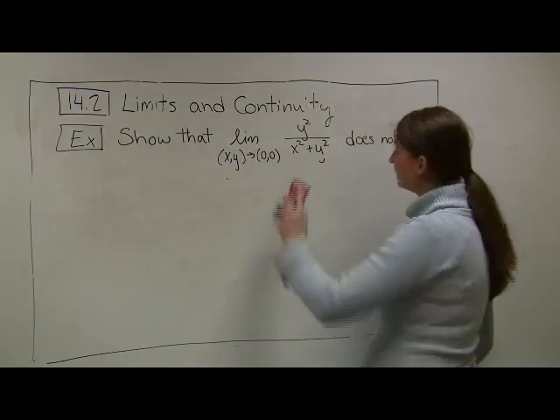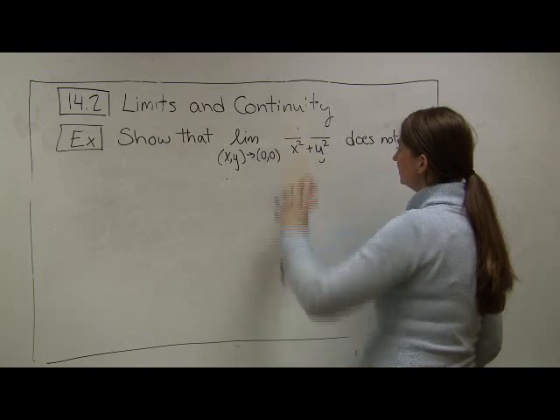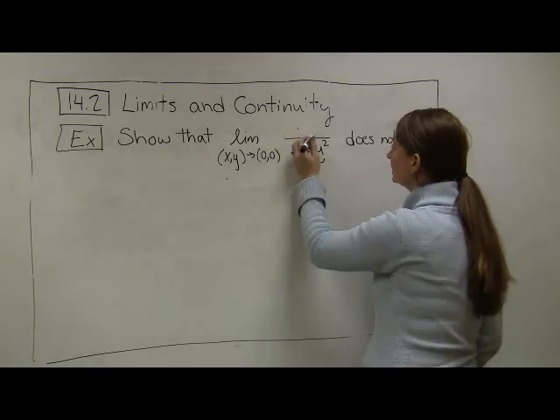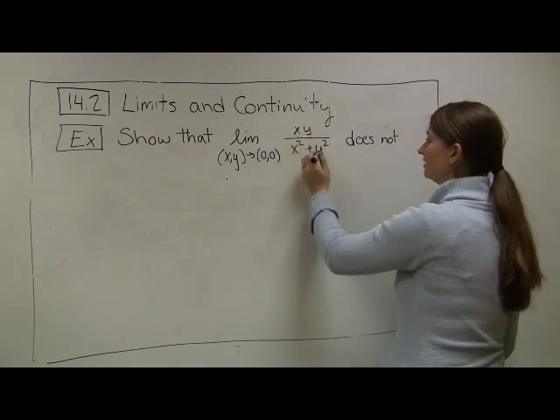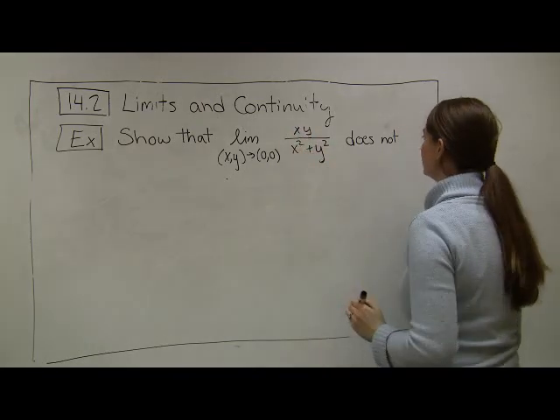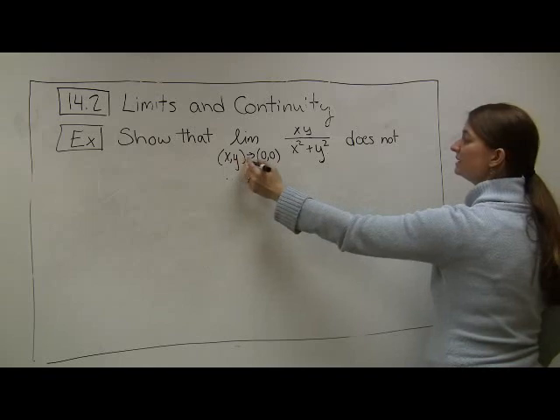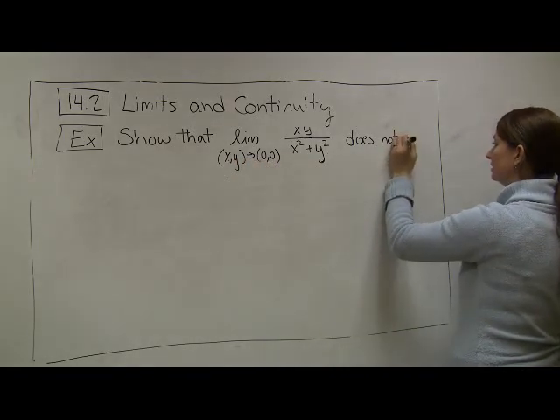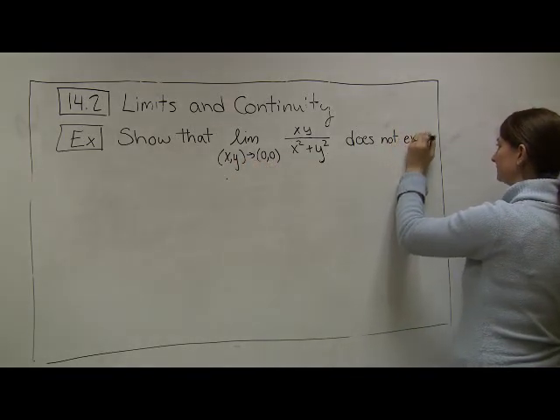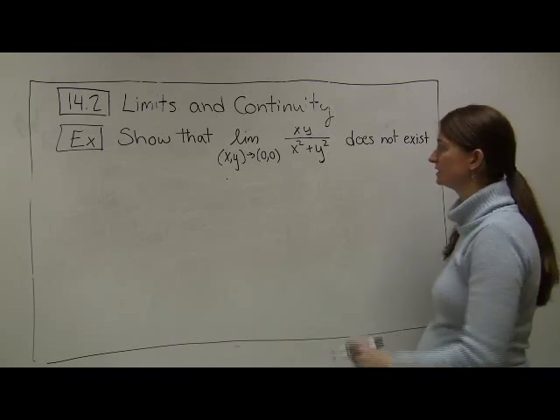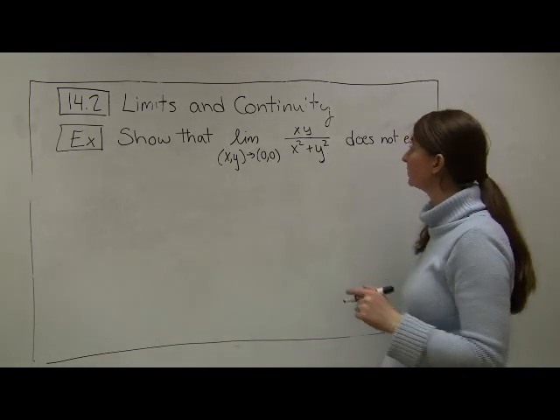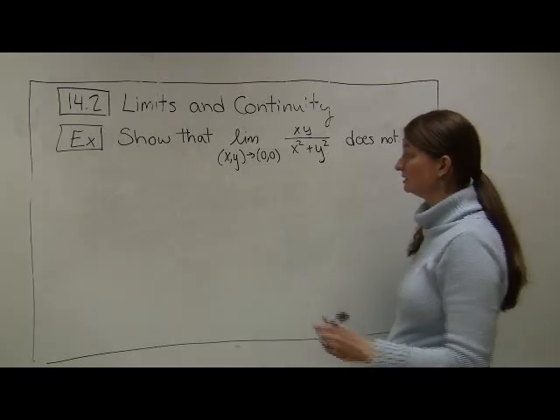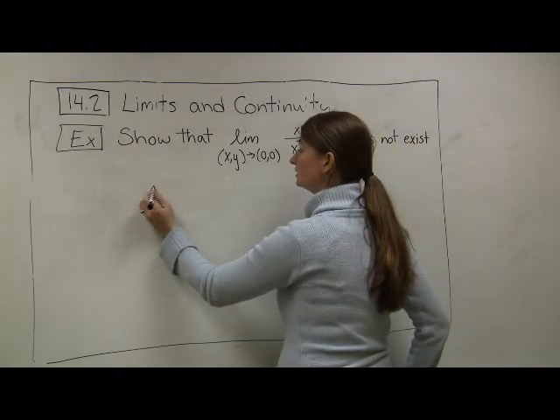This is our final and most tricky example. Now I want to look at the function xy divided by x squared plus y squared. And I want to show the limit as (x, y) approaches (0, 0) does not exist. So this is very similar to the previous example. I just shifted the function a little bit to give us one more technique. We'll do the same techniques as we did before, and I'll do them a little faster.